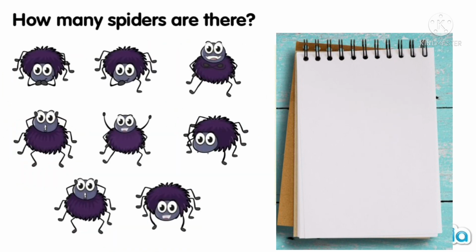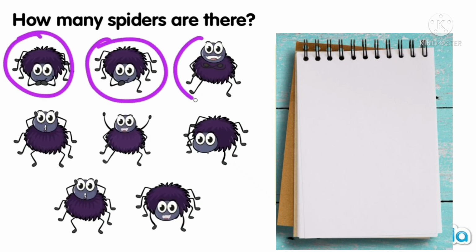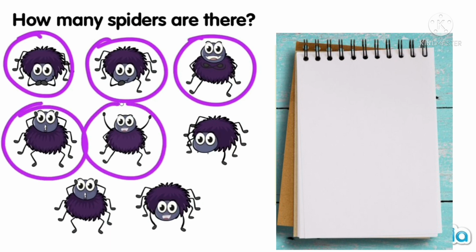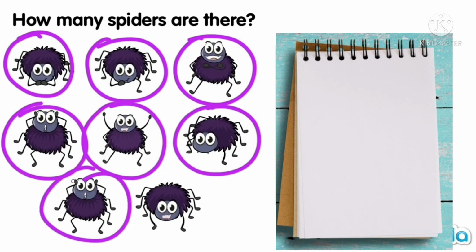How many spiders are there? 1, 2, 3, 4, 5, 6, 7, 8. There are 8 spiders. 8.